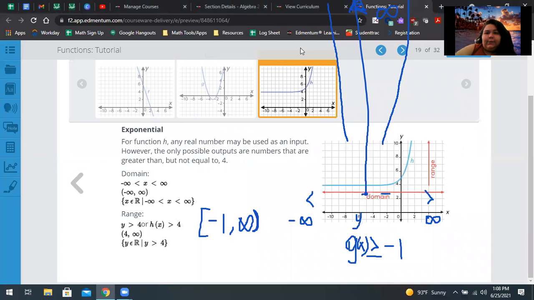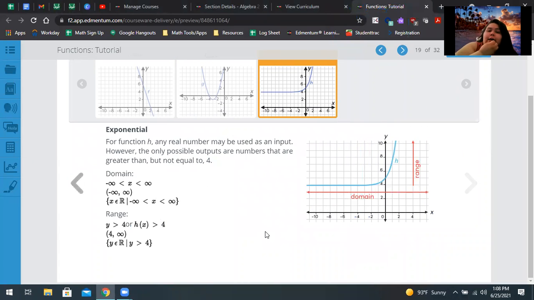Let's take a look at this exponential here. So for function h, any real number may be used as an input. However, only possible outputs are the numbers that are greater than but not equal to 4. So that the domain again here is going to be forever to the left, forever to the right. So all real numbers, or -infinity to positive infinity.